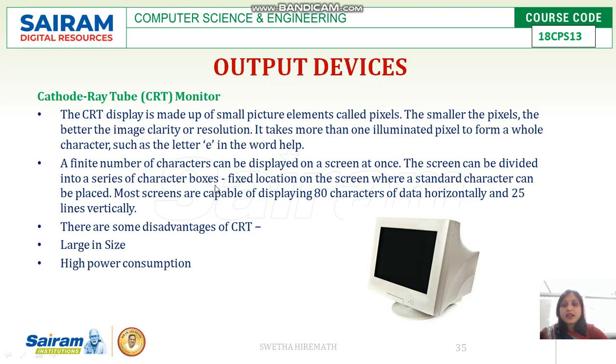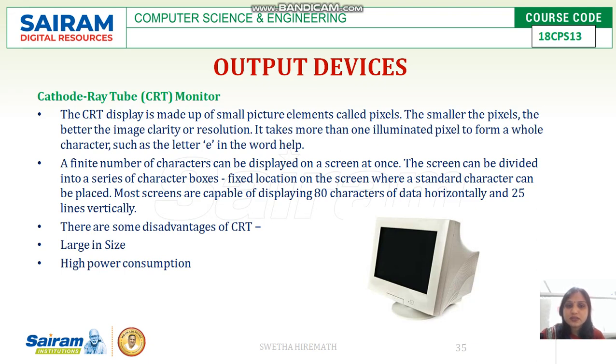Here the clarity depends upon the number of pixels involved in order to represent that particular character or diagram. A finite number of characters can be displayed on the screen at once. The screen can be divided into a series of character boxes, fixed locations on the screen where a standard character can be placed. Most screens are capable of displaying 80 characters of data horizontally and 25 lines vertically. So this is about the cathode ray tubes.